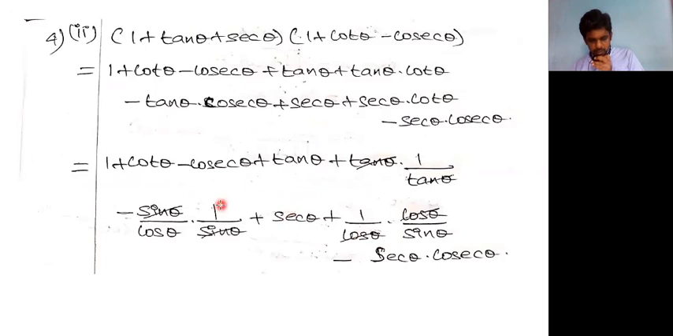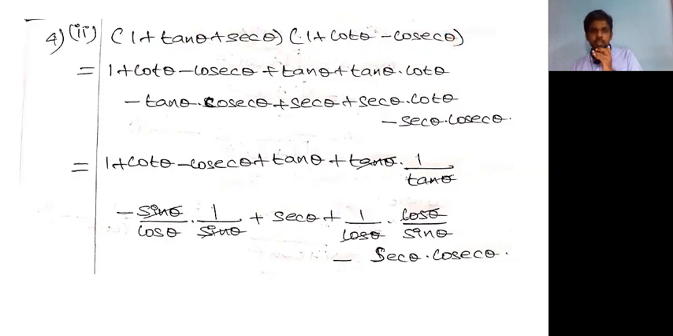Second subdivision, 1 plus tan theta plus secant theta into 1 plus cot theta minus cosecant theta. We have to find the value of this. So I'm multiplying 1 by 1 here, taking 1 to this bracket. 1 into 1, 1 plus cot theta minus cosecant theta, multiplying 1 to all the terms. Then tan theta to all the terms. Tan theta into 1 tan theta plus tan theta into cot theta minus, sorry, minus tan theta into cosecant theta.